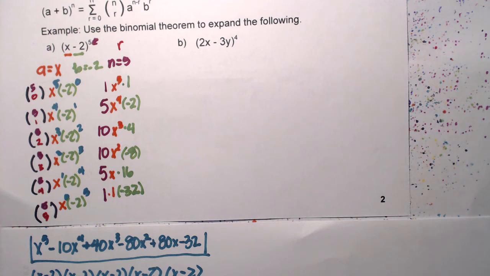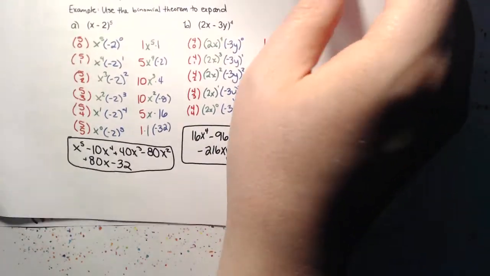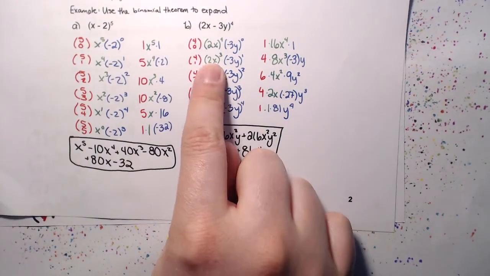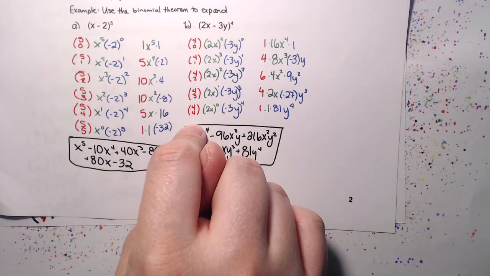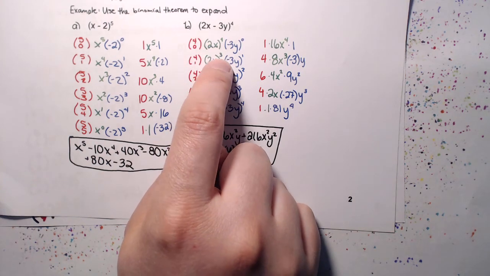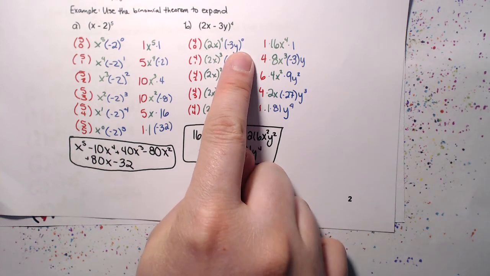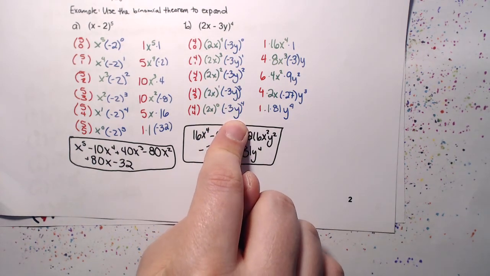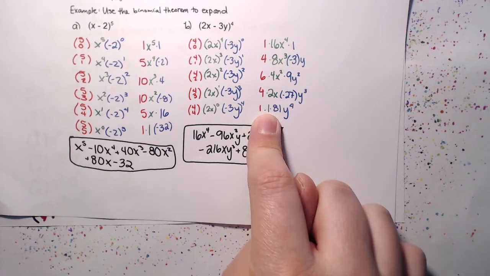Well, no, I am going to do it. Okay, I'm not going to do it. Change my mind. I'm just going to show you what I've done in the past. So you have 4 choose 0, 4 choose 1, 4 choose 2, 4 choose 3, 4 choose 4. Okay? And then you take your 2x to the 4th, to the 3rd, to the 2nd, to the 1st, to the 0. And then you take your negative 3y, 0, 1, 2, 3, 4. To simplify that, you get 1, 4, 6, 4, 1.